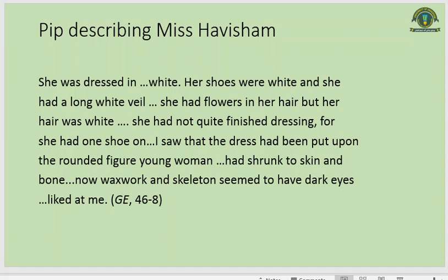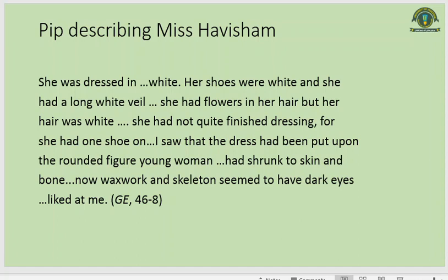I saw that the dress had been put upon the rounded figure of a young woman who had shrunk to skin and bone. Now waxwork and skeleton seemed to have dark eyes looking at me. So here again you can see how terrifying, or how doubly meaningful, this statement has been presented by Pip in the novel. When he first sees Miss Havisham, she is in a white dress.